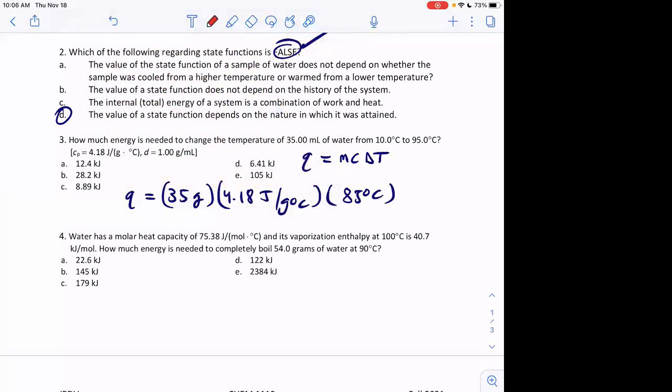Unit wise, we look good. C's canceling out. Grams is canceling out. We'll be left with joules. So careful, the answers are in kilojoules. Is that what we get? A. So once you divide by 1,000, because the answers are in kilojoules, we get A.